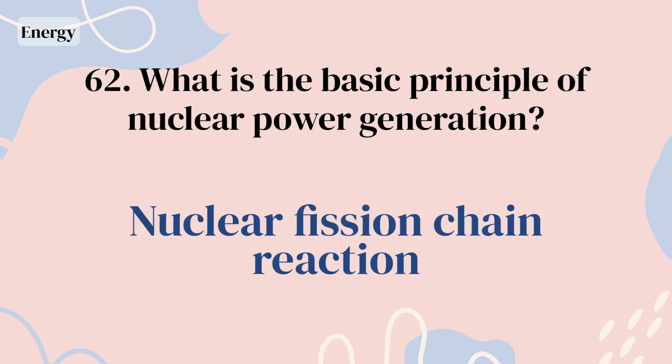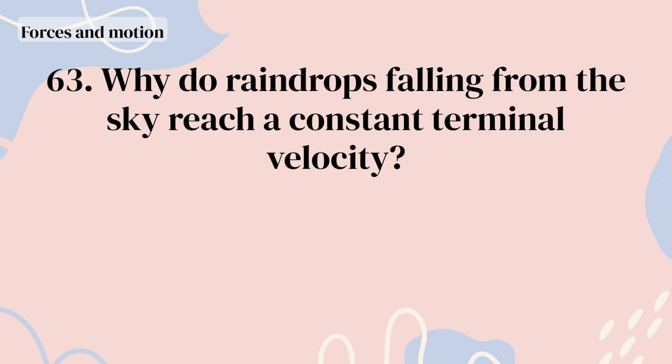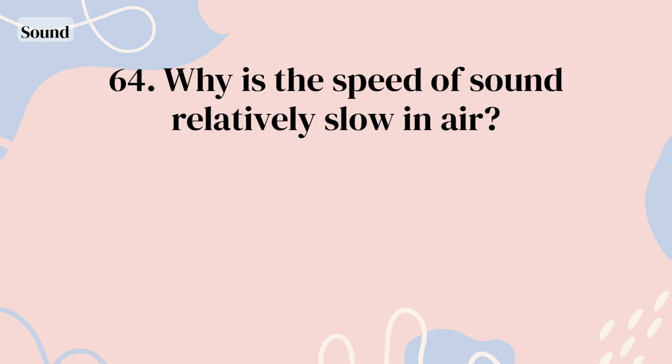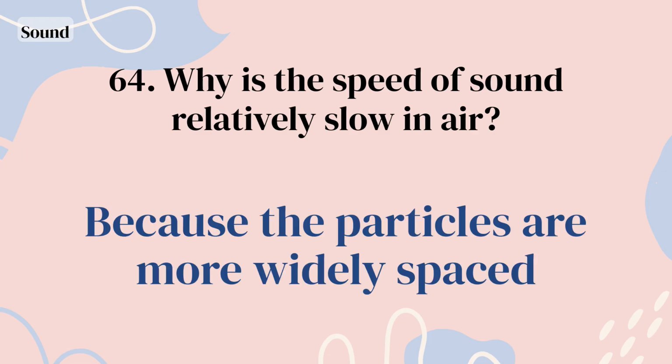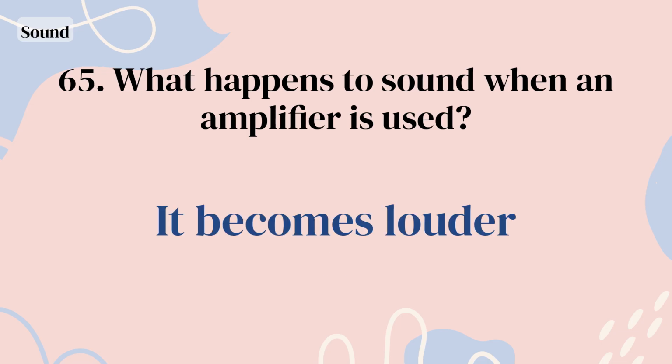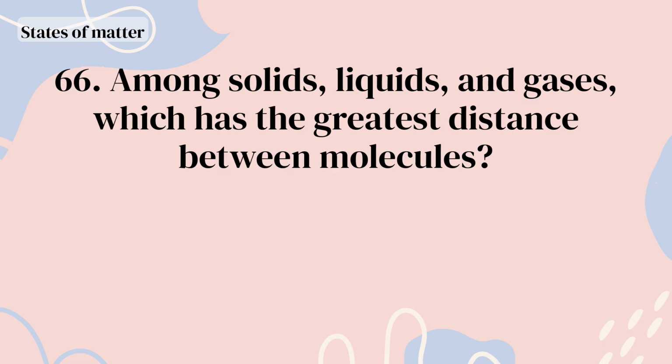What is the basic principle of nuclear power generation? Nuclear fission chain reaction. Why do raindrops falling from the sky reach a constant terminal velocity? Because air resistance and gravity are in equilibrium. Why is the speed of sound relatively slow in air? Because the particles are more widely spaced. What happens to sound when an amplifier is used? It becomes louder. Among solids, liquids, and gases, which has the greatest distance between molecules?